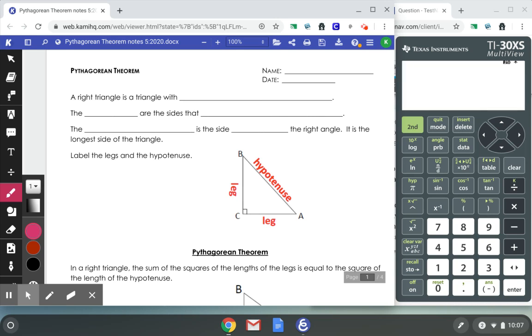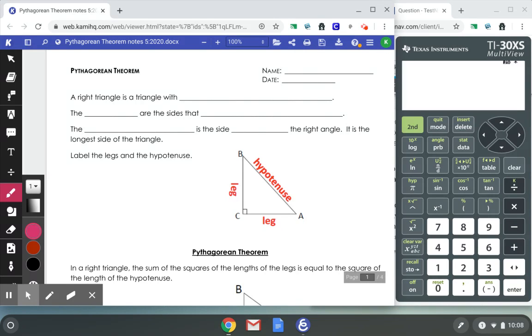Hi guys, today we're going to talk about the Pythagorean Theorem. The Pythagorean Theorem is a theorem that can be used to find the measures of different sides and shows the relationship between different sides of a right triangle.